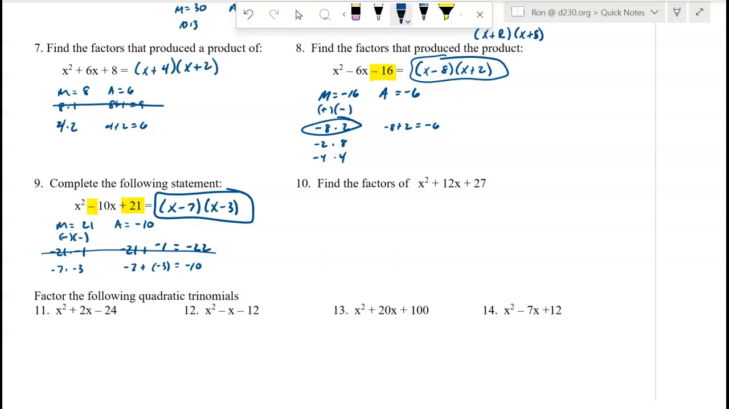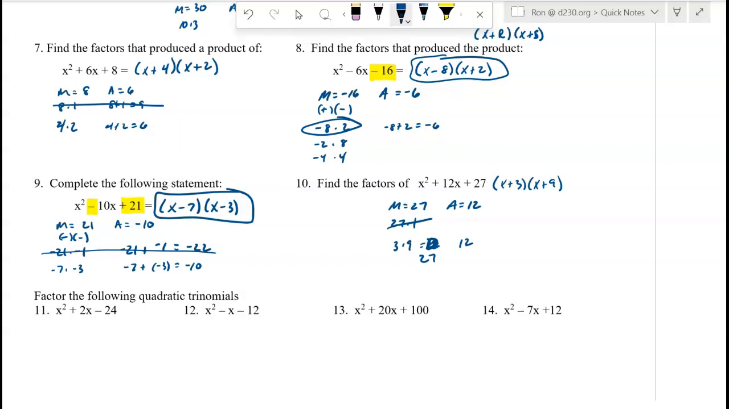Next one. What numbers multiply to give me 27 and add up to 12? In this case, 27 and 1 adds up to 28. That doesn't work. 3 times 9 is 27, and they add up to 12. So I know those are the factors I'm going to use. (x + 3)(x + 9).